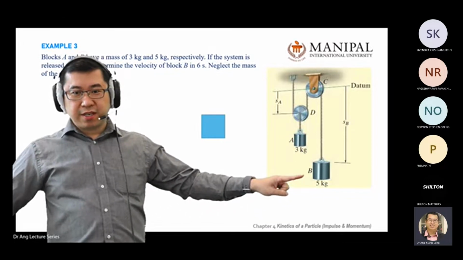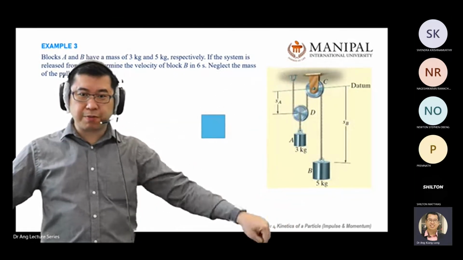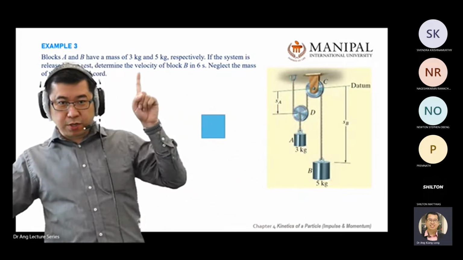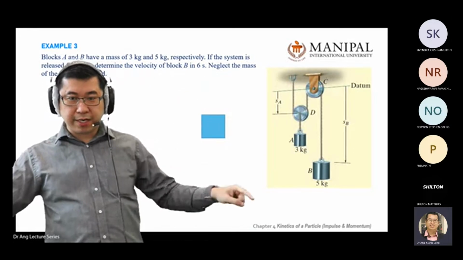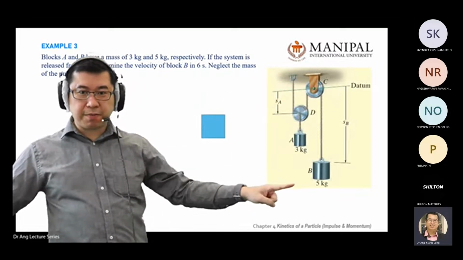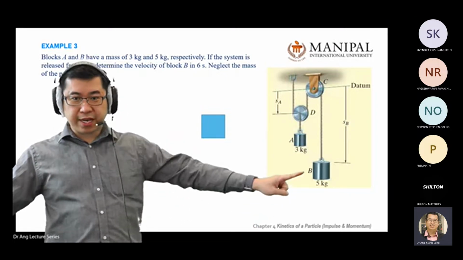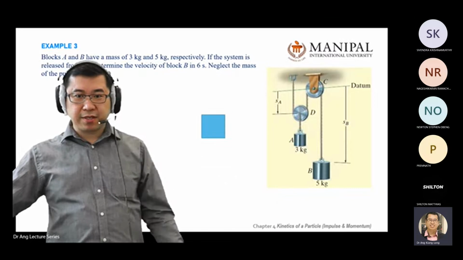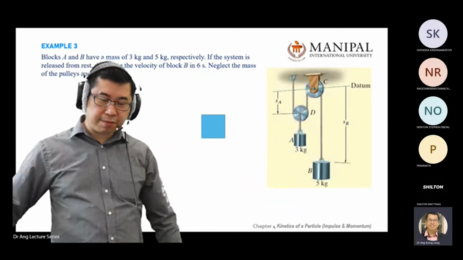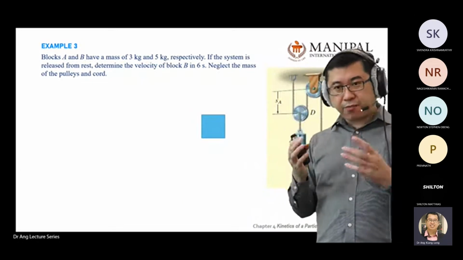So B will surely go down. With the datum, as B goes down, the velocity of B will be positive. The question asks you to determine the velocity of block B, right? So after you release block B, with the datum going down positive, you should get a positive velocity for B. If you get a negative velocity, it means something is wrong with your answer, because B would go up given the datum. So this is the early analysis: before you do anything, think whether you understand the question or not.